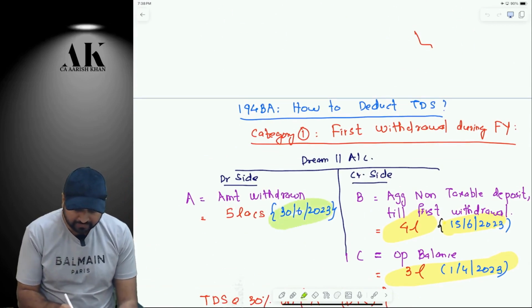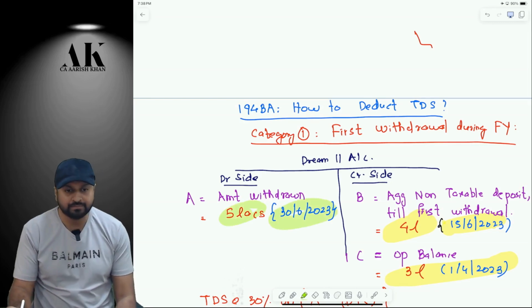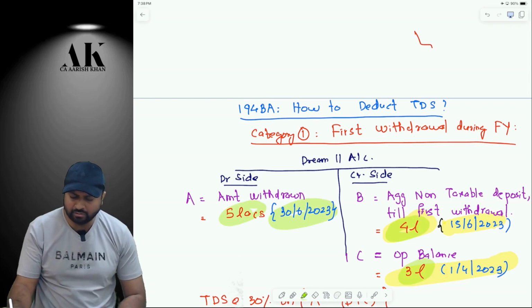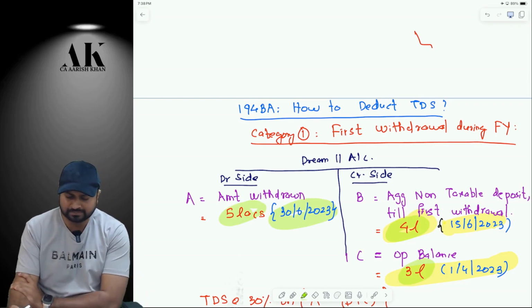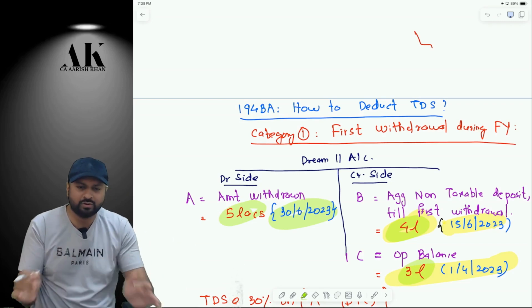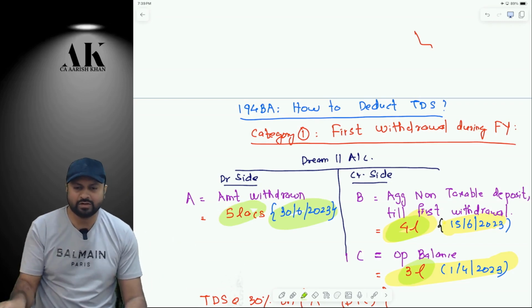On 30th June, for the first time, I am withdrawing 5 lakh rupees. The opening balance was 3 lakh and the aggregate non-taxable deposit was 4 lakhs. So it's very simple. Even a child can understand with the help of an account. So what will be the answer over here?